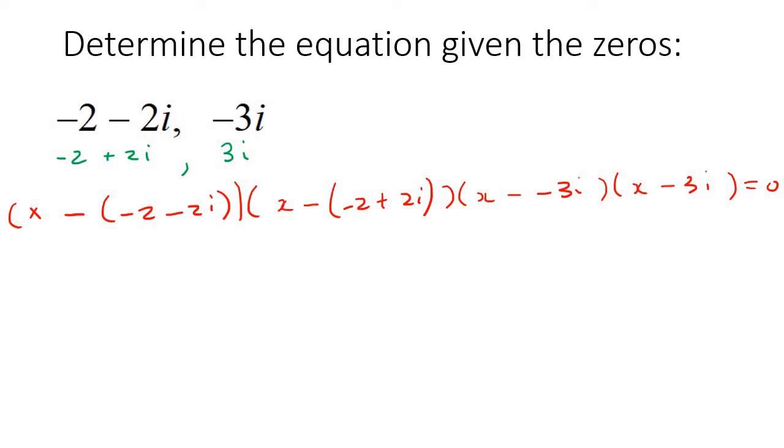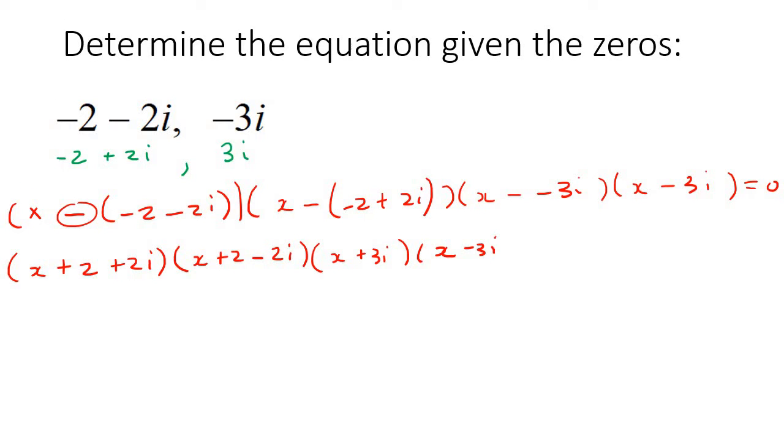Now what I'm going to do is neaten up on the inside of this bracket. I don't want this bracket, I want to get rid of that. And the way that I get rid of that is by putting this negative inside. So that's going to give x plus 2 plus 2i. And then x plus 2 take away 2i. And then x plus 3i, and then x take away 3i.